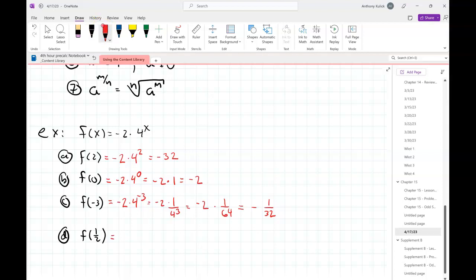I'm just picking some stuff and we're evaluating, just practicing using these rules that I just went over. Okay. It's mostly what this is about, just practice. F of 1/2. What does this become? What do you guys think? What's 4 to the 1/2? How'd you get 2? Excellent. The exponent of 1/2 turns into a square root.